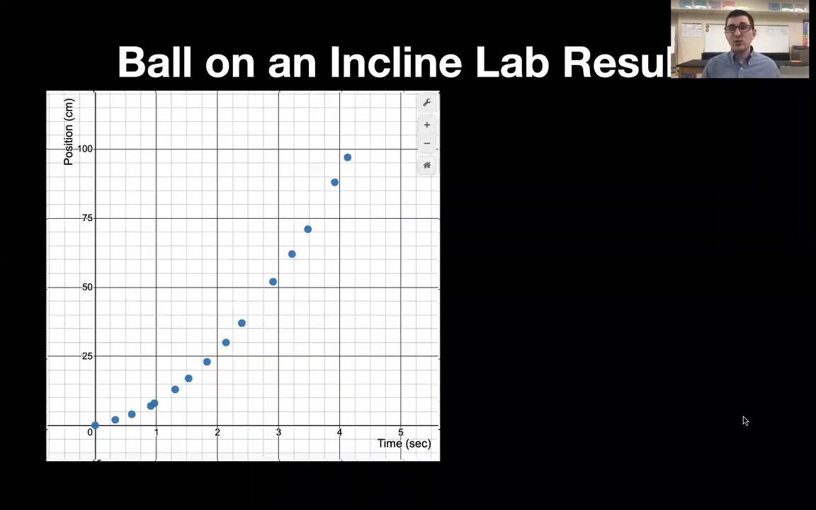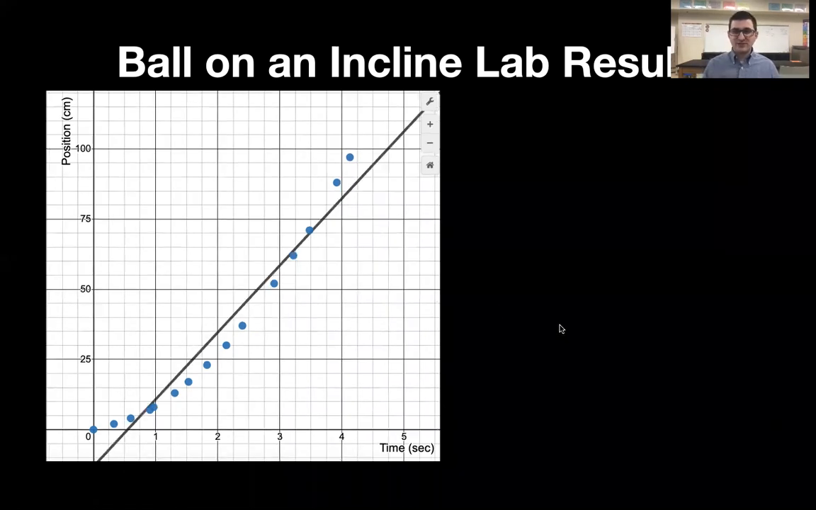So first, let's review the results of the ball on the Incline Lab. This is the results from the example data, and hopefully your results look at least a little bit like this. When we gather all of our data and graph it, we get a shape like this. If we were to try to draw a line of best fit, we would notice that a line is not good to draw on this data because this data is kind of curving. We're seeing the curve, and a line is not a good way to represent a curve.